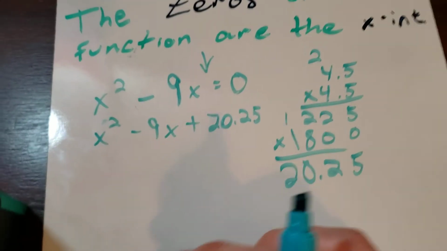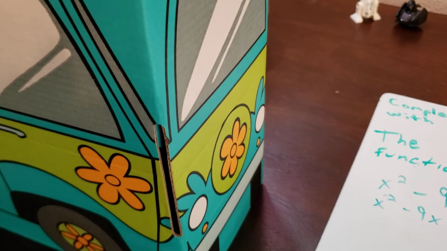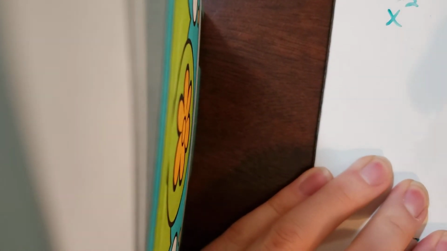Now, the other one that we were working with, hold on. Yes, by the way, this is the mystery machine. Da, da, da, da. I've got all sorts of dorky stuff.